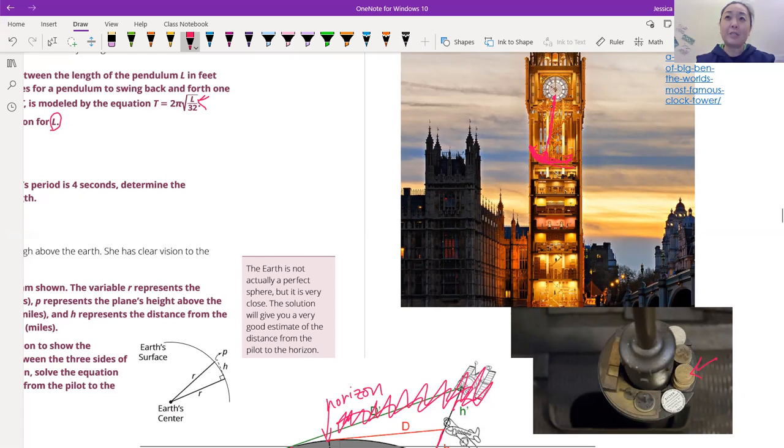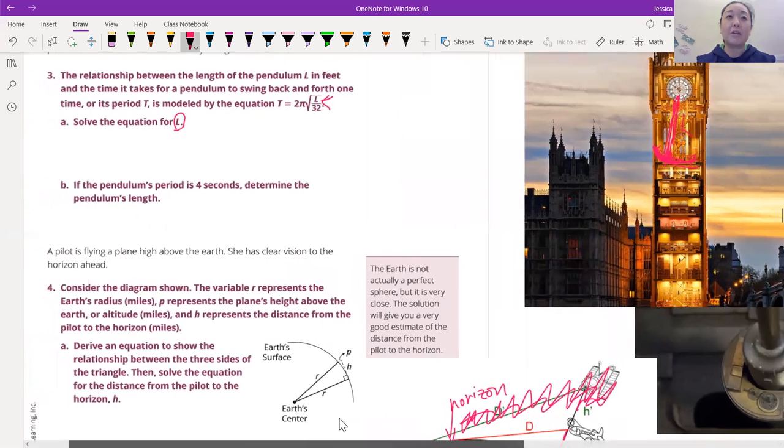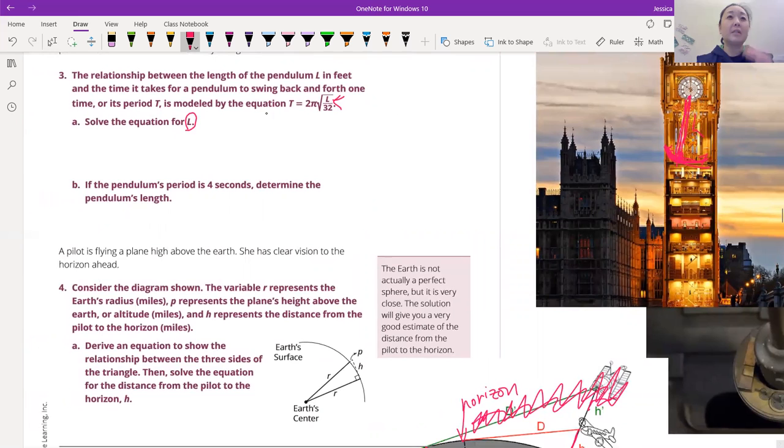It'll be sad days. So we're looking for this length right there, this pendulum length. And we're going to go back to our originally scheduled equation here. It says the relationship between the length of the pendulum, L, in feet, and the time it takes for a pendulum to swing back and forth, that's one period, right? That's going to be T. So T is equal to 2 pi times the square root of L over 32.